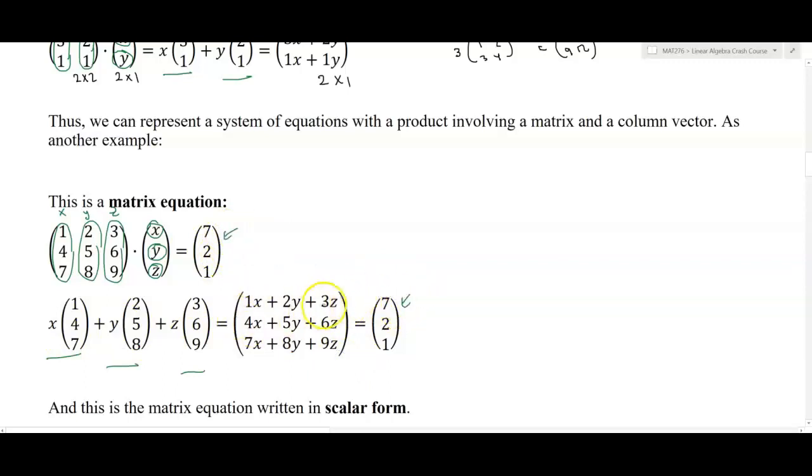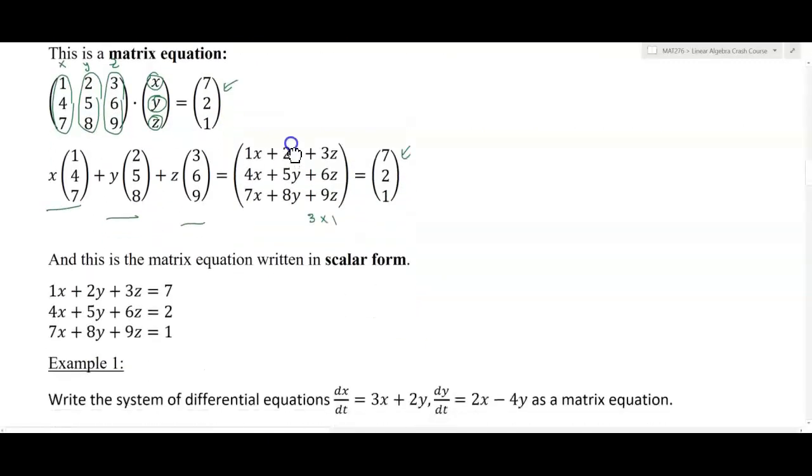And so as a system of equations, this actually means that for two vectors to be equal, and by the way, this is 3 rows but only 1 column, because 1x plus 2y plus 3z is just a single number, that has to equal 7. The second row has to equal the second row. The third row has to equal the third row. So if we remove the brackets now and write it in what's called scalar form, this is just our system of equations that was being represented as a matrix equation up here.